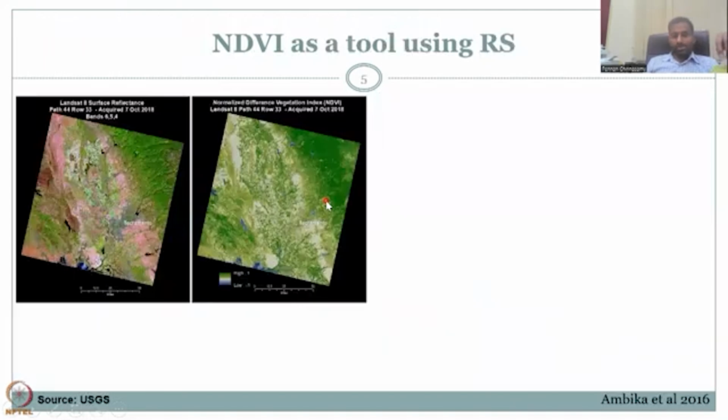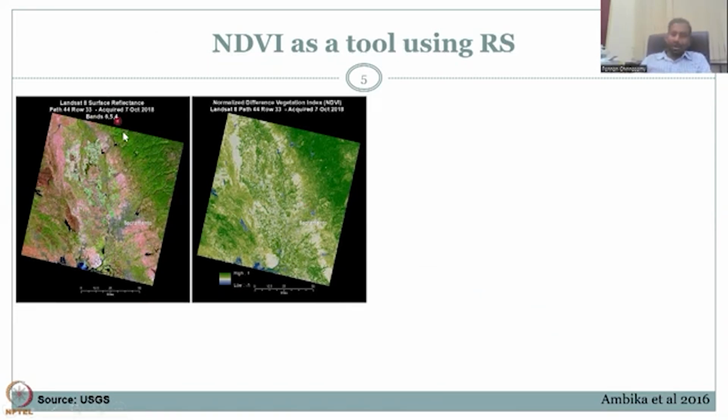So you could see that the plant growth is not growing well. Let's look at some examples: NDVI as a tool using remote sensing. This data from USGS shows the recent Landsat, Landsat 8. Landsat 9 is also recent. So these bands are 6, 5, and 4. This is the difference between the surface reflectance of a normal Landsat image and a normalized difference vegetation index, NDVI.